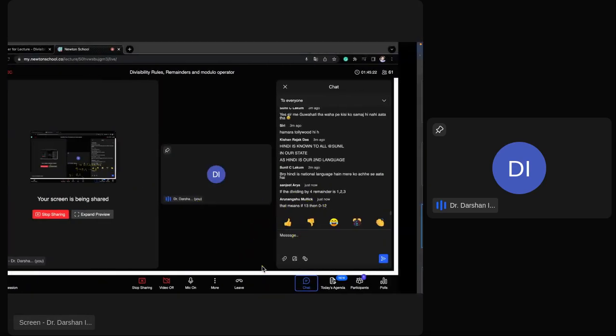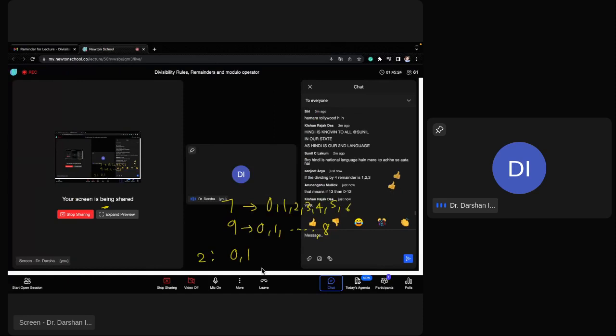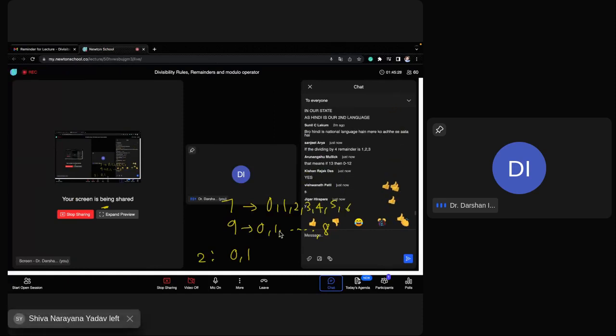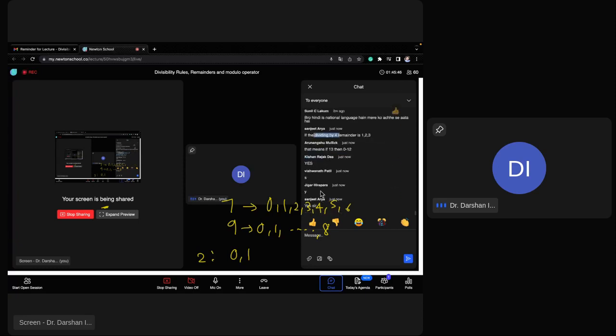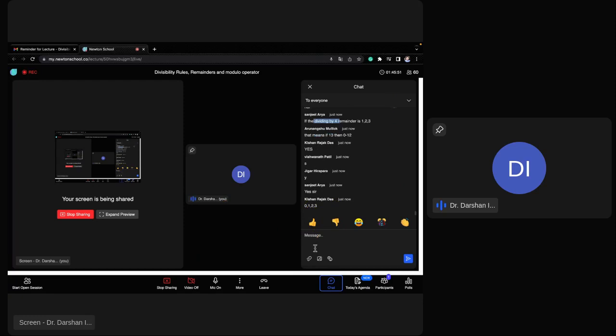How the remainders are? Thumbs up quickly. Sanjit, you forgot 0. Sanjit Arya, are you understanding? If you are dividing by 4, and the number itself is 4, then 4 divided by 4, remainder is 0. Do you get it, Sanjit? Yes. Good. So that was a very important thing.